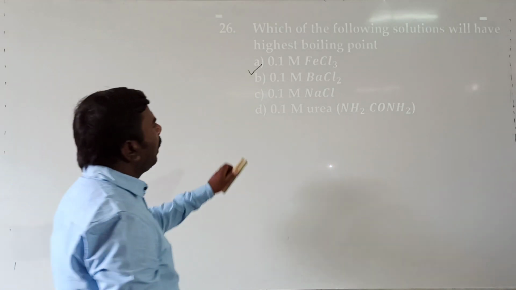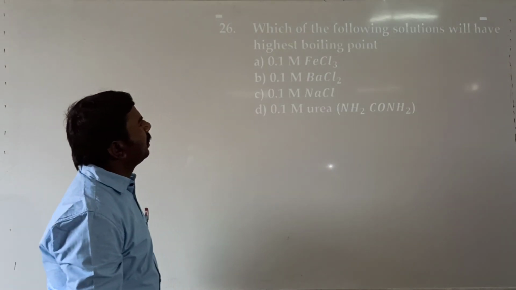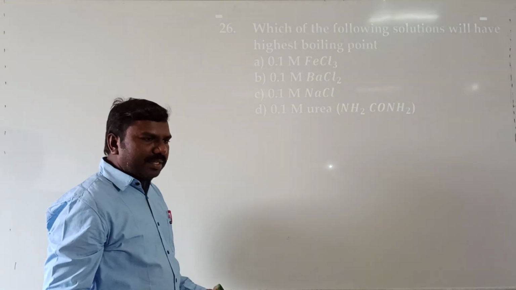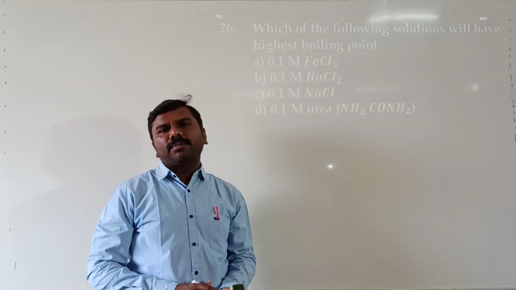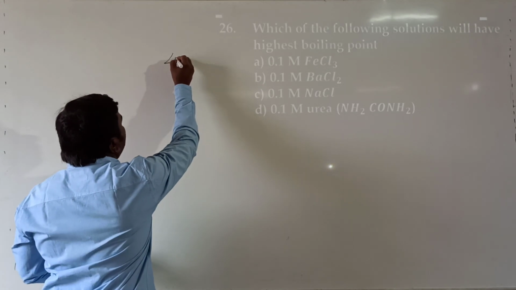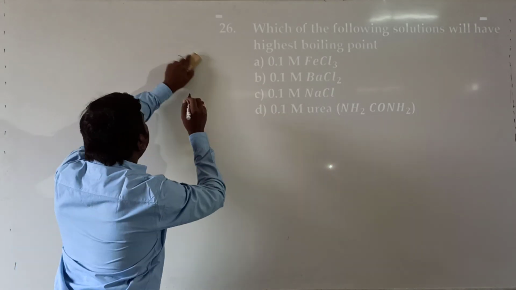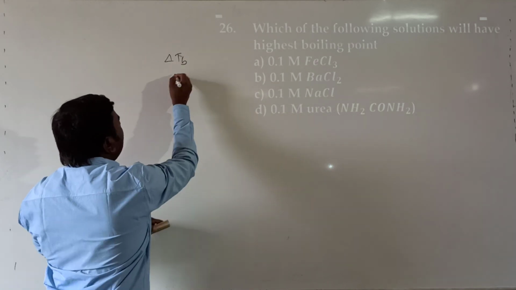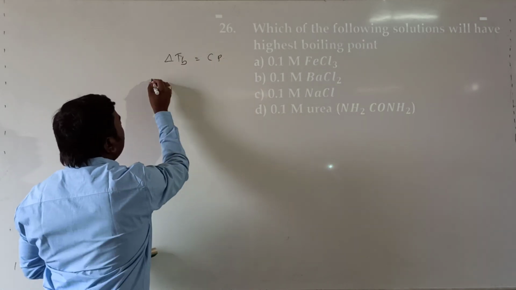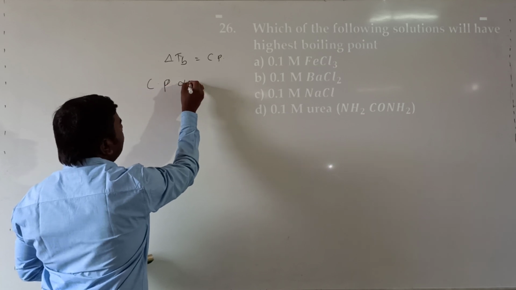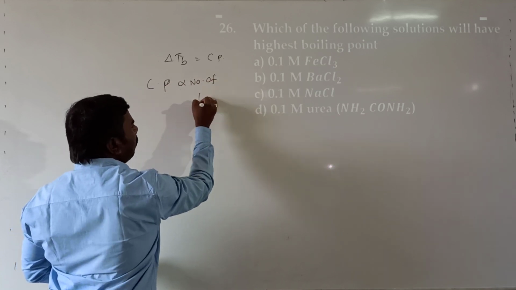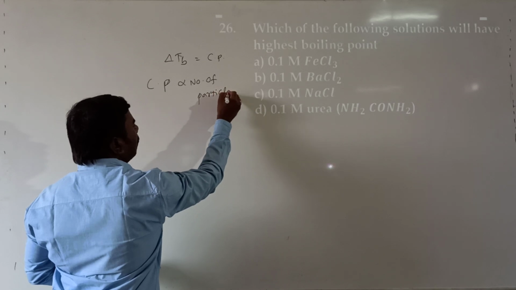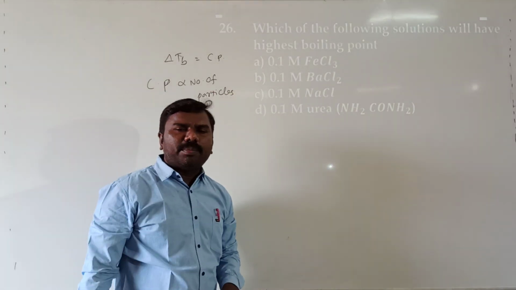Which of the following will have the highest boiling point? Highest boiling point means elevation in the boiling point. Elevation in the boiling point is a colligative property. Colligative property depends on the number of particles, but not on the nature of the particle.